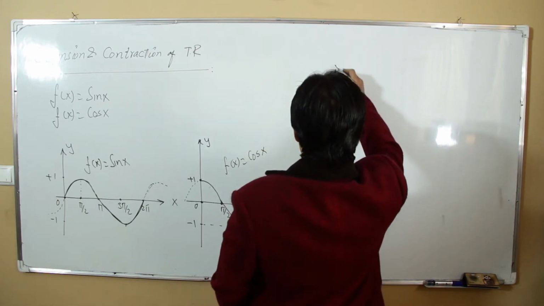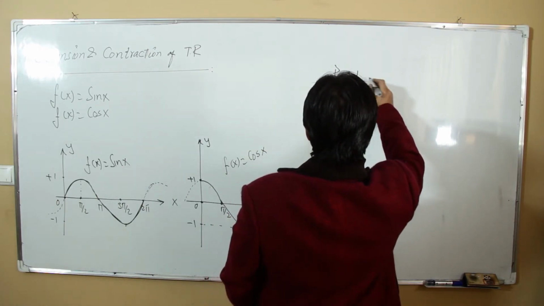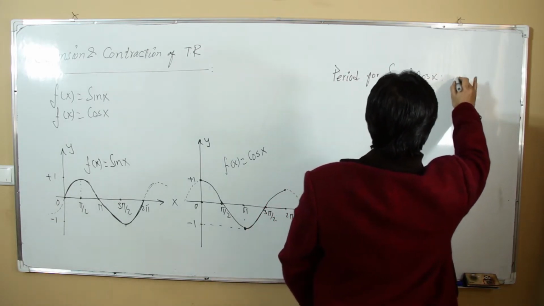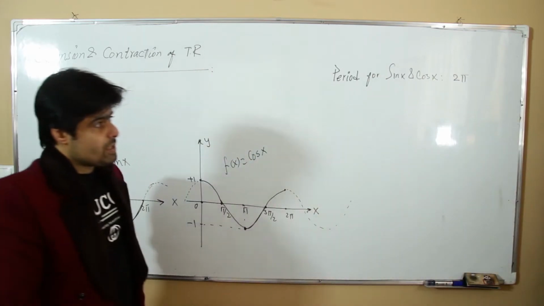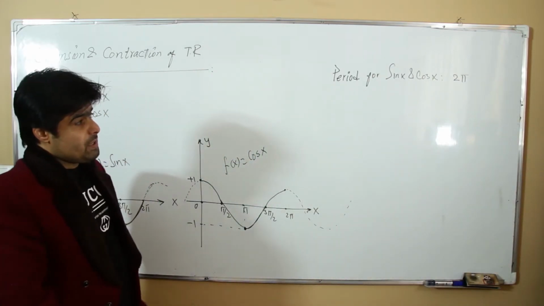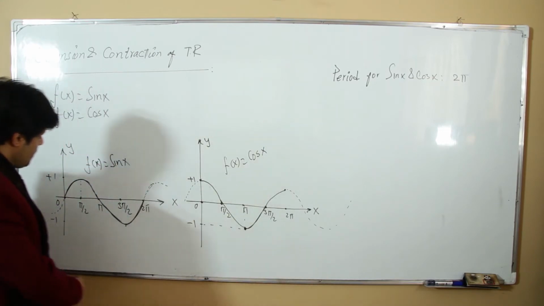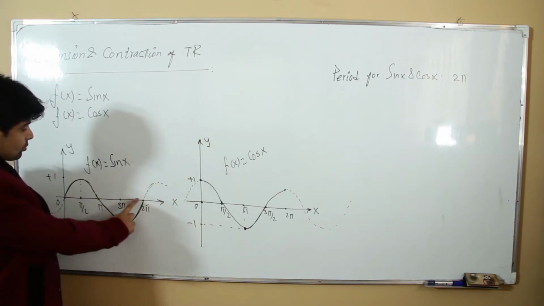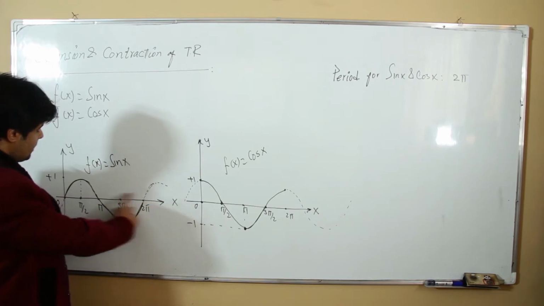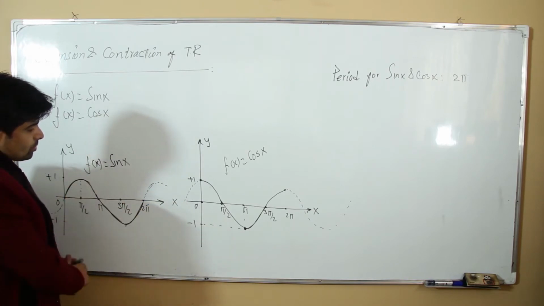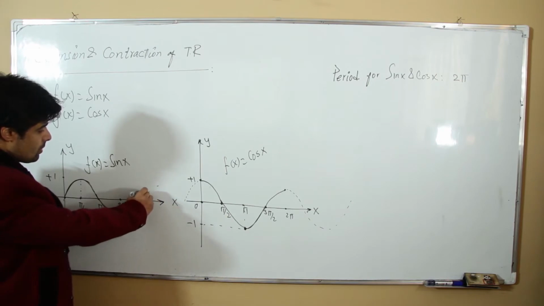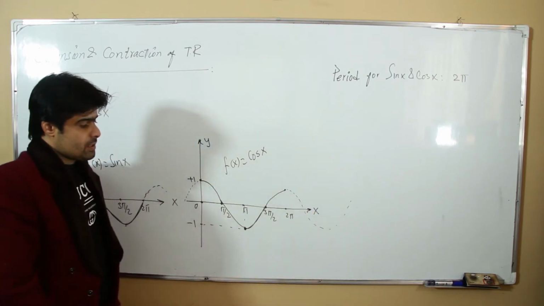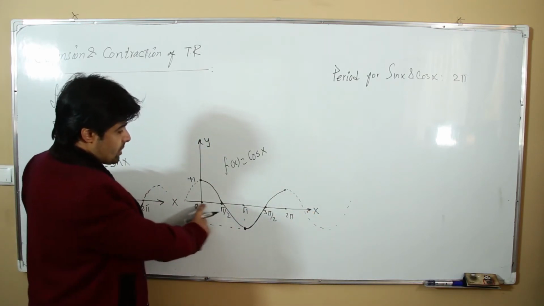If you want to know the period for sin x and cos x, it is 2 pi. It means 360 degrees. What does it mean? It means after every 2 pi, the graph is repeating the same. For example, after 2 pi here, for the next 2 pi it is the same as what we had from 0 to 2 pi. And the cosine is also the same. After every 2 pi, the graph repeats the same as it was from 0 up to 2 pi.